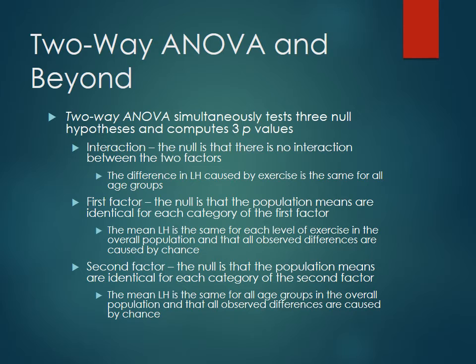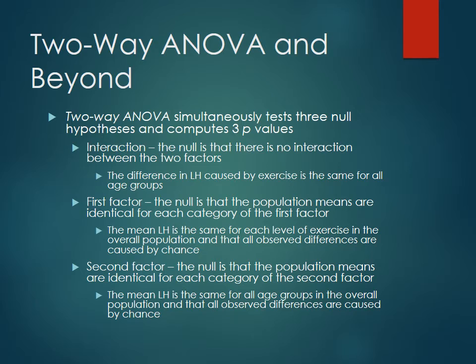The first one is going to be an interaction. This is a null hypothesis that there's no interaction between the 2 factors, that the differences in luteinizing hormone caused by exercise are going to be the same for all the age groups, right? So age group will have no effect on how luteinizing hormone is being affected by exercise. That's the first p-value, the first null hypothesis.